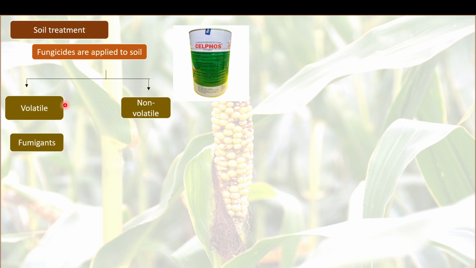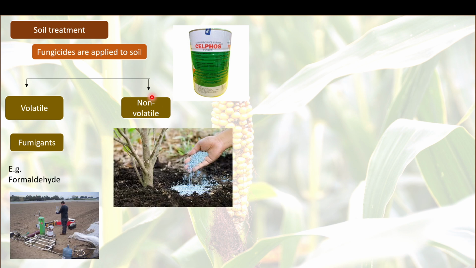So in volatile fungicides you can use fumigants, right? For example, formaldehyde. And in non-volatile fungicides, you can use various types of dust or granules in your soil. You can mix your soil with these chemicals, and your soil will be free from pathogens. And in the volatile method, fumigants can be used. You know the process of fumigation, where certain chemicals that can travel long distances can be used in your land.